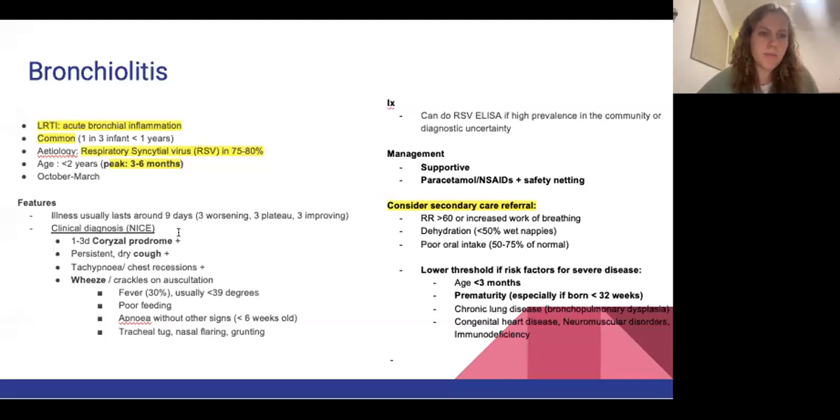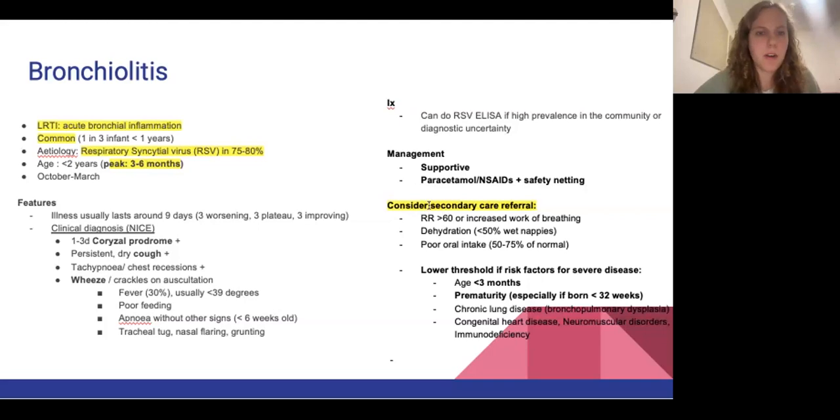So it has a bit of a coryzal prodrome, a persistent dry cough, tachypnea, chest recessions, and then you might hear some wheeze and crackles on auscultation. Now, with children with bronchiolitis, the vast majority will be okay and won't have any issue. A lot of children get sick very often, but it's important you recognize when they need to be admitted or when they have any red flags. If you send them home, the management's just supportive. Make sure they're hydrated, make sure they get some paracetamol from their parents, and then safety net for the parents to bring them back if they have any grunting, poor feeding, nasal flaring, that kind of thing.